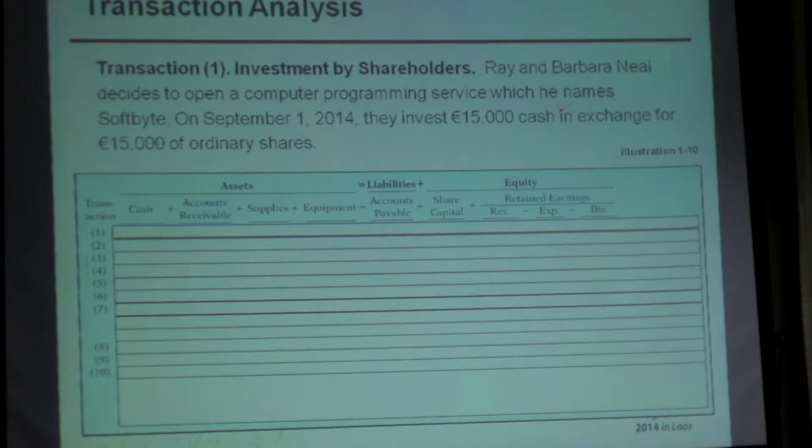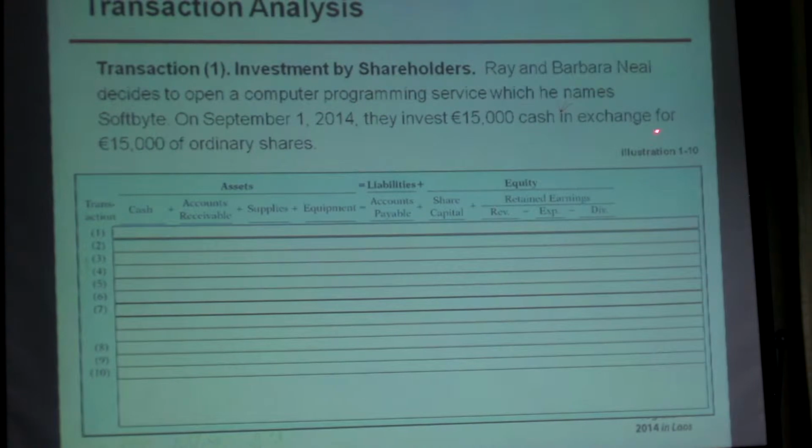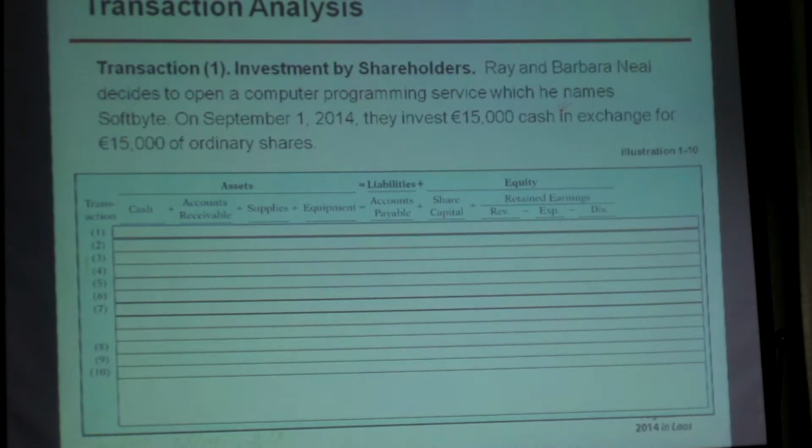Gentlemen, can you read this transaction one? Investment by shareholder. Ray and Barbara decide to open the computer programming service. This name subscribe on September 1, 2014. They invest 15,000 euro cash in exchange for 15,000 euro of ordinary share. Can you explain this to me?